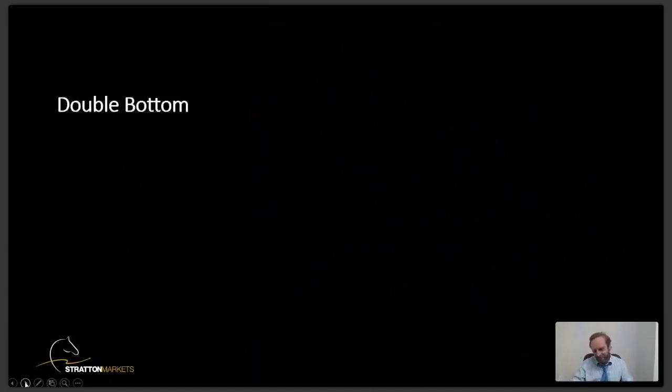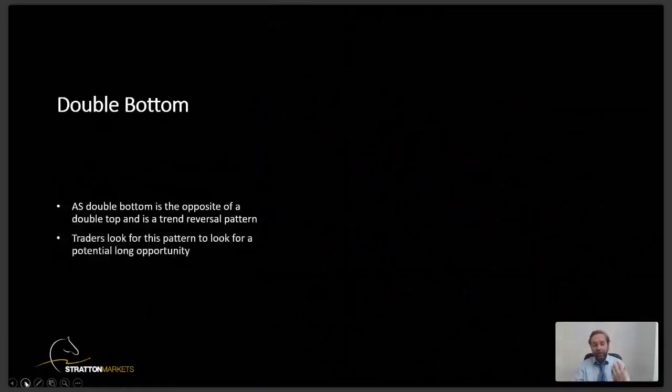And surprise, surprise, the double bottom is the exact opposite of what a double top is. It's the opposite. This time it's a downward trend reversal pattern. So traders look for this pattern to potentially look for an opportunity to go long. So you see, again, it's got to be quite a dramatic move downwards.